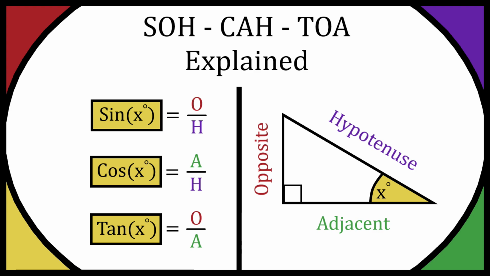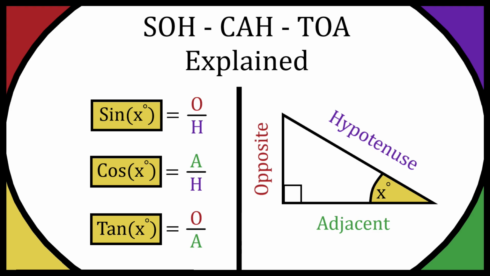So the first thing I think is important is to explain this triangle on the right. Now you're going to be working with a right angle triangle when using SOH CAH TOA. And that little square on the bottom left of the triangle means it's a right angle, and then the other three sides are hypotenuse, adjacent, opposite, and we have angle X, that yellow angle.